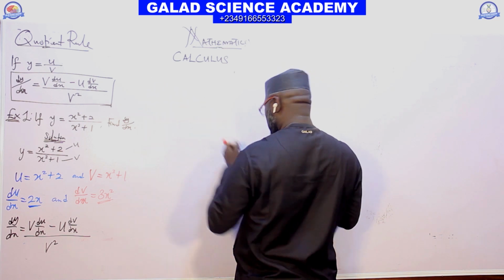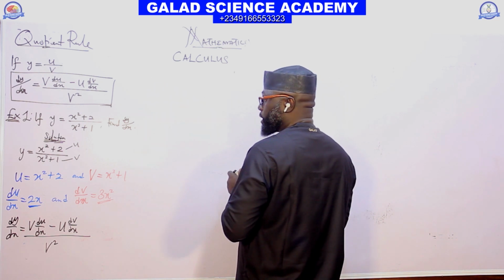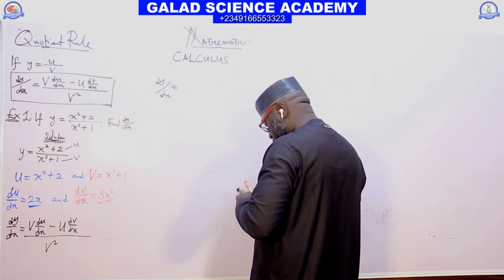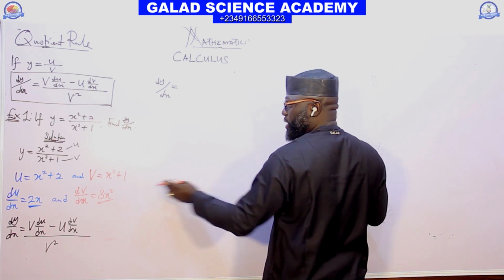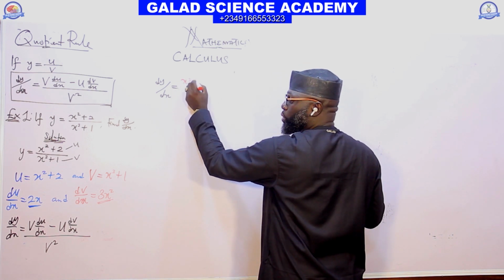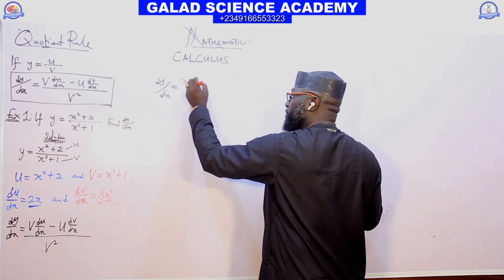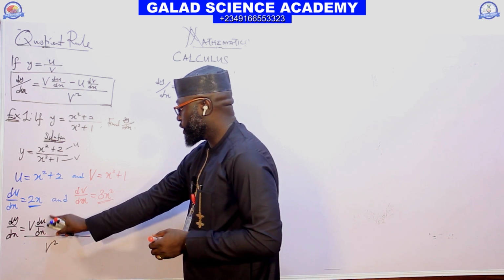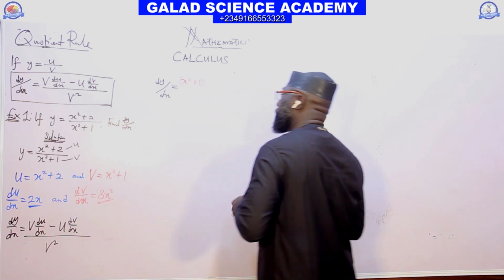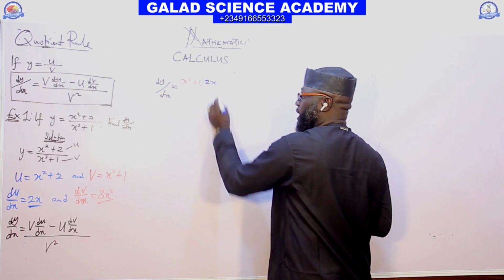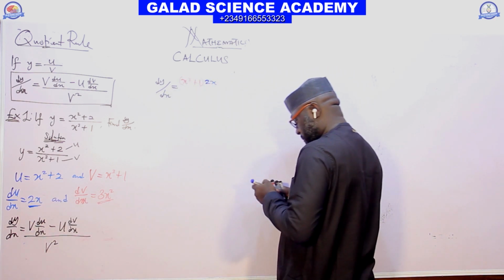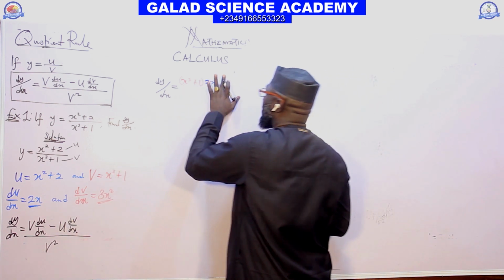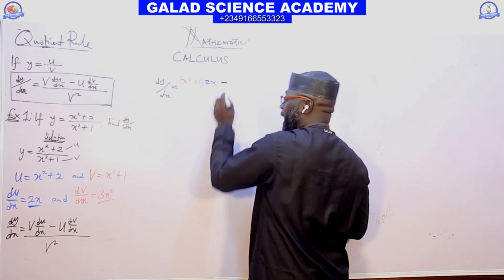So from the expression, what is my v? My v is x cubed plus 1. That is the v. What is u? The du/dx is 2x. You can have 2x here for the du/dx. And we have plus, sorry, we have minus sign at the middle.